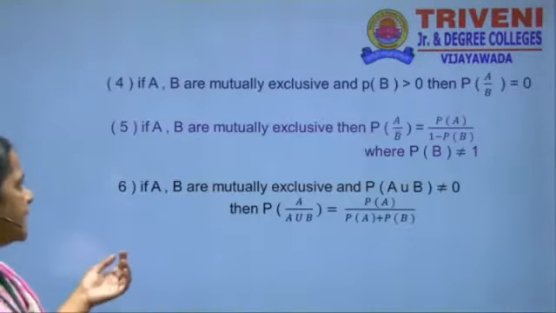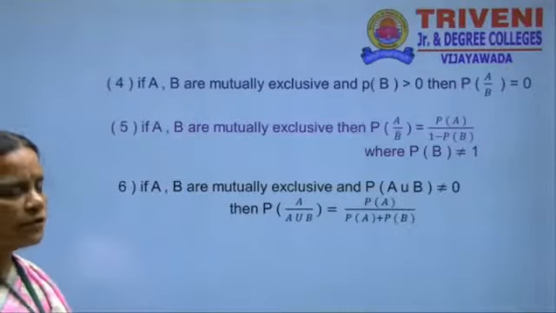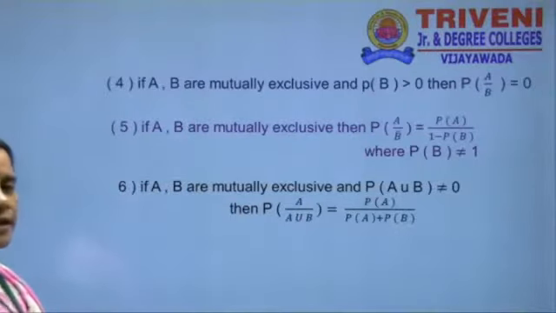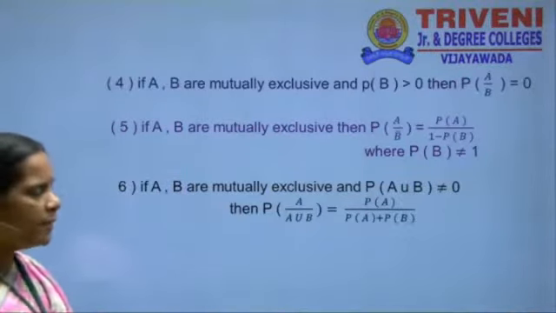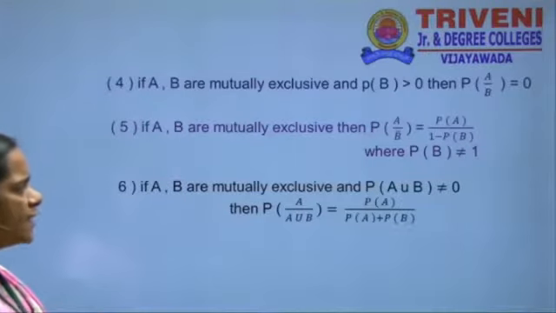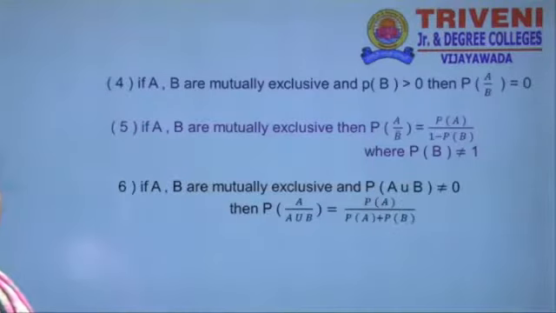The next bit is: A, B are mutually exclusive events. Here also A intersection B is equal to phi. Then we have to prove that P of A by B complement is equal to P of A by 1 minus P of B. Here the denominator is not equal to 0.